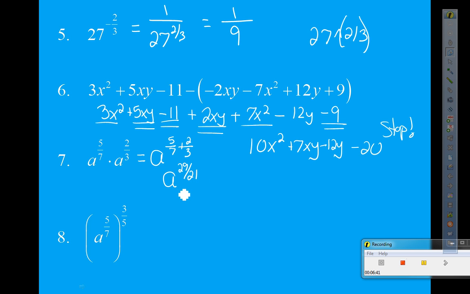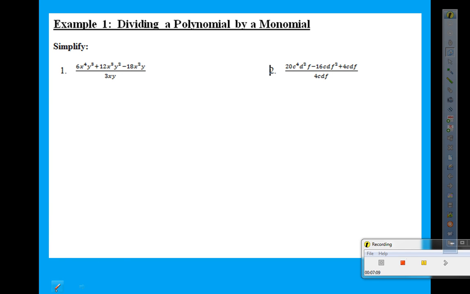And last but not least, if it's a power to a power, I need you to remember that you multiply those powers. So this becomes a to the 5/7 times 3/5, which you could type in your calculator. I just did it in my head. A to the 3/7. So that's just some quick review for you. On to the lesson for the day.